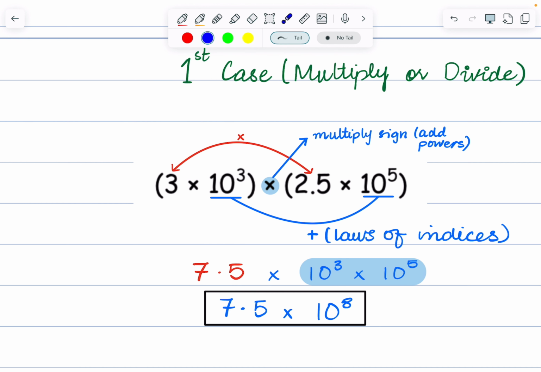Okay, 10 to the power 3 and 10 to the power 5. There's a multiply sign, so you add the powers. So 3 plus 5 is 8. So this would be the final answer. Simple and easy. Got it?